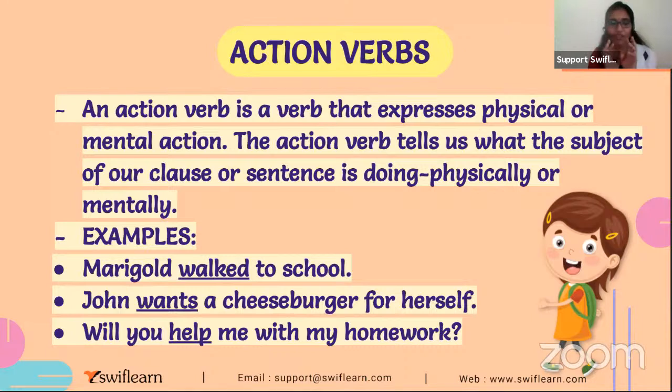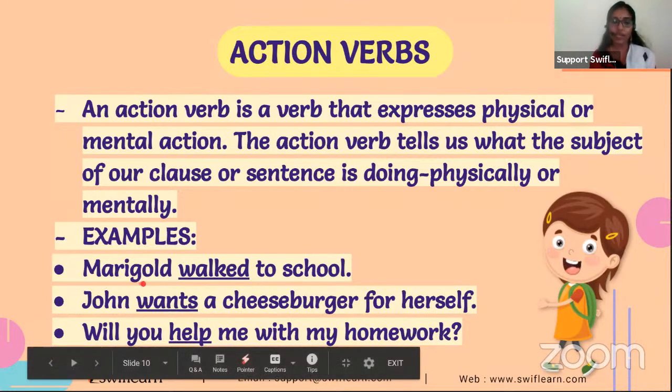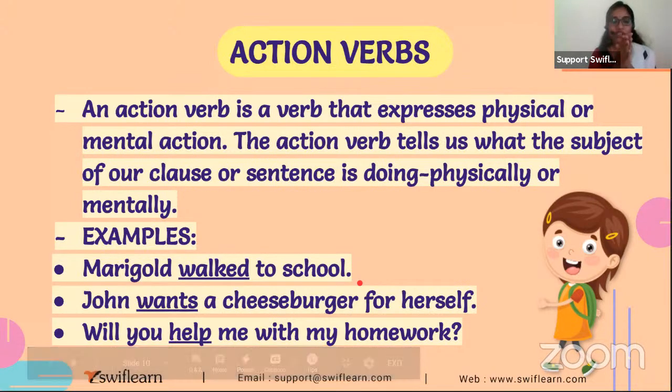Each and every definition will have some examples. When we look at the examples, even the definition will be very clear for us. Let's move on to the examples. Marigold walks to school. That means Marigold is a person who is going to school by walking. So walk is the physical action that she was performing.